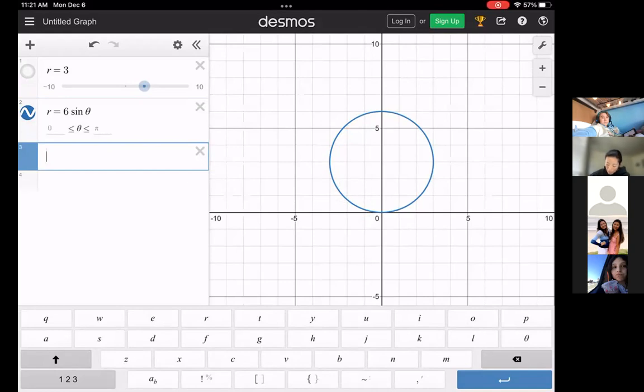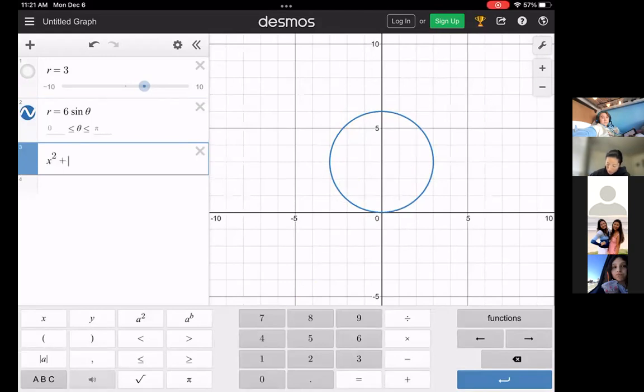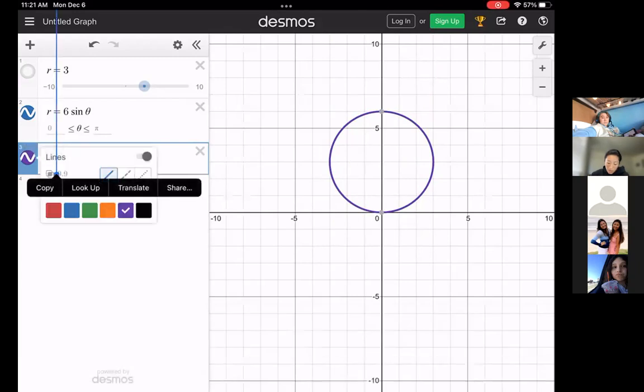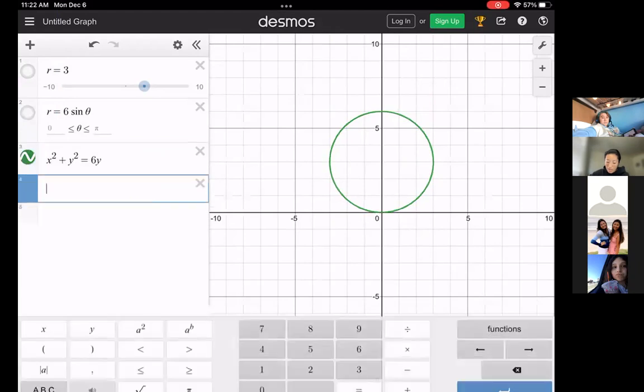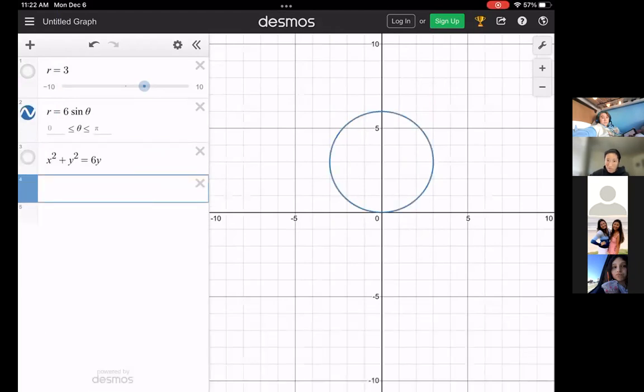Great, thank you. So we've got x squared plus y squared equals 6y. And that's the purple one, right? I think you can choose your colors if you want a different color. Like I could choose it to be green, if that's easier to see. But this green circle and the blue circle are exactly the same. The blue circle is what we called it in polar, and the green circle is what we called it in rectangular. But if I graph them both at the same time, you only see one circle because they're literally right on top of each other because they're the same graph.